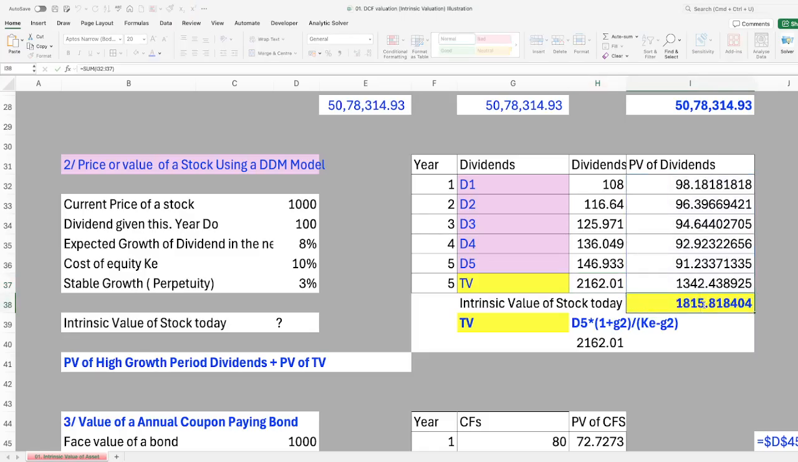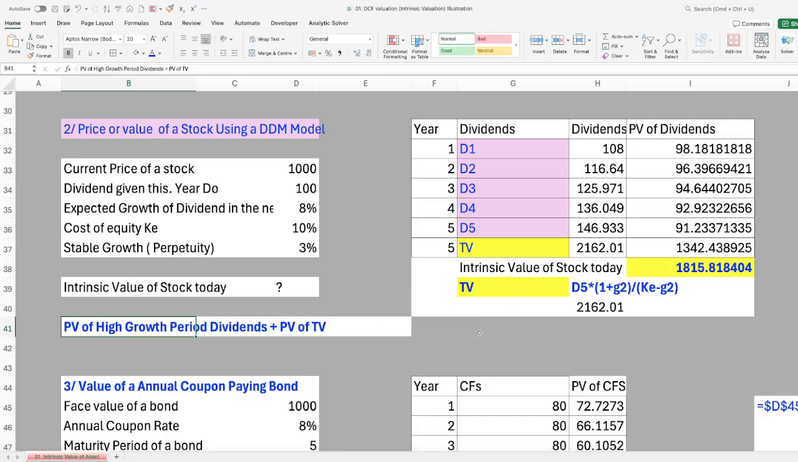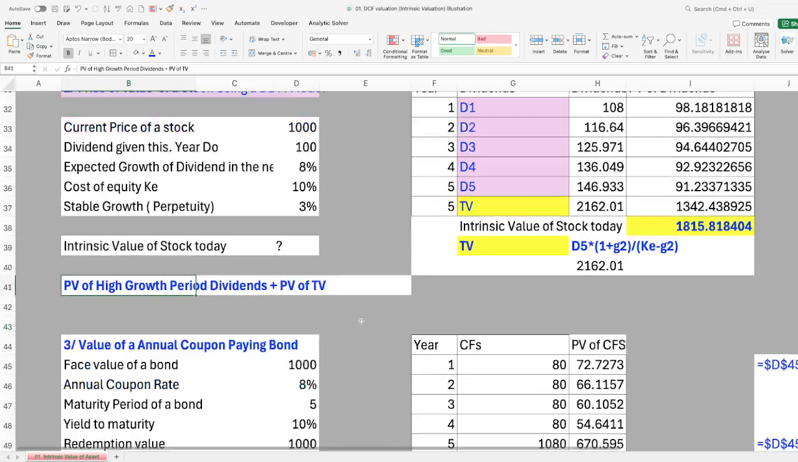So if you add all the present values, the value of the stock today is 1815.81. So this is how you find the intrinsic value using the two-stage model: the present value of the high growth period dividends plus the present value of the terminal value. So this terminal value concept is extremely important as we go further.